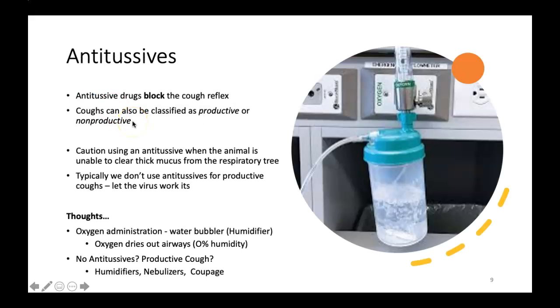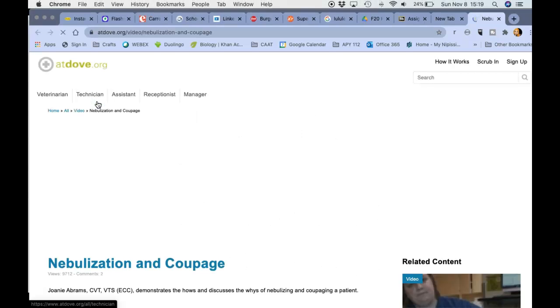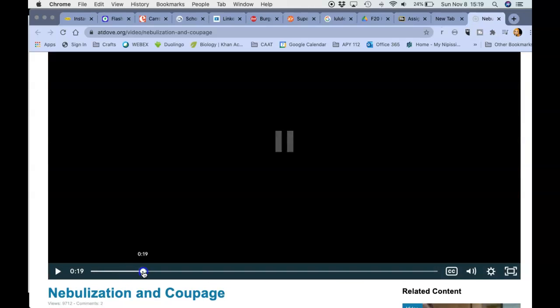Humidifiers are overall humidifying oxygen before it enters into the body. Nebulizers can do the same thing, but we also can add medication to nebulizers, and it allows the medication to become a vapor to be inhaled by the animal. And then coupage is what we have here. Coupage is an act of physically using your force to release some of the mucus that's accumulating within the respiratory tree of the animal. So here's an @Dove video about coupage, and I'm just going to fast forward it a little bit.